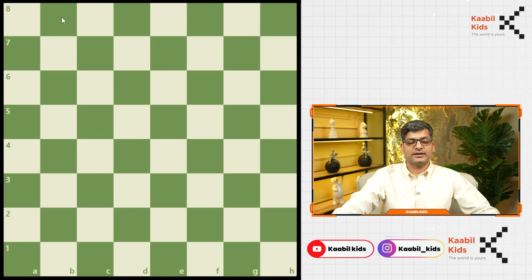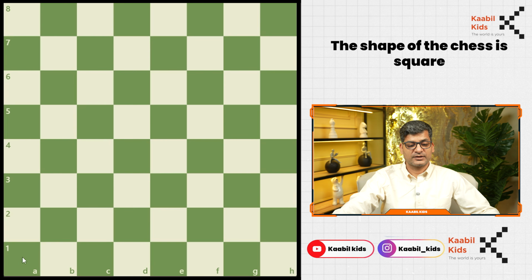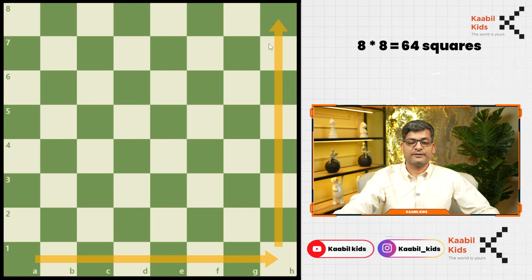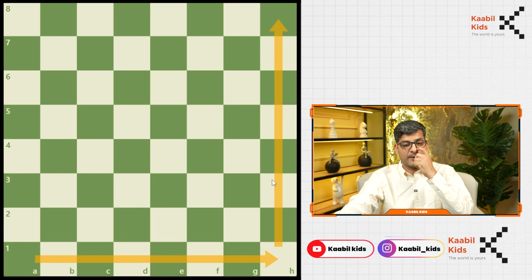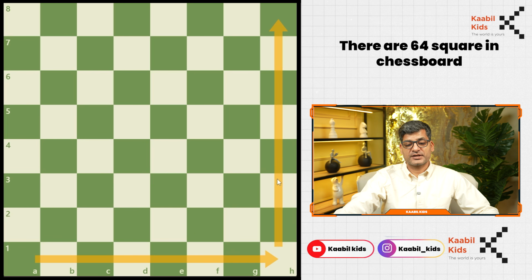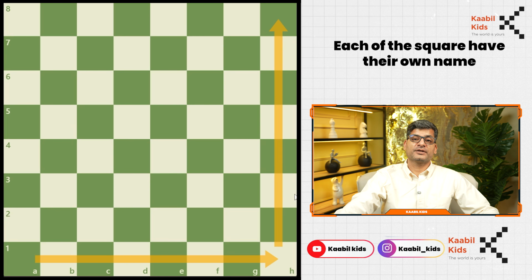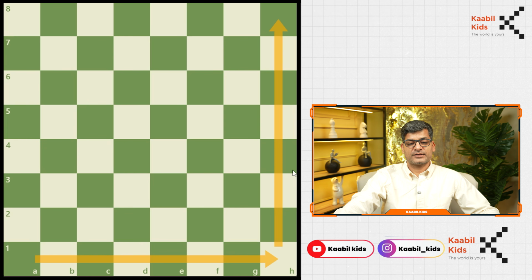You all can see a chessboard and the shape of the chessboard is like a square. If you see, there are 8 squares on each side, and if we multiply 8 with 8, we have 64 squares. So there are 64 squares in the chessboard, and many of you may not be aware that each of the squares has its own name. Okay, so let's try to understand what are the names of each of these squares.